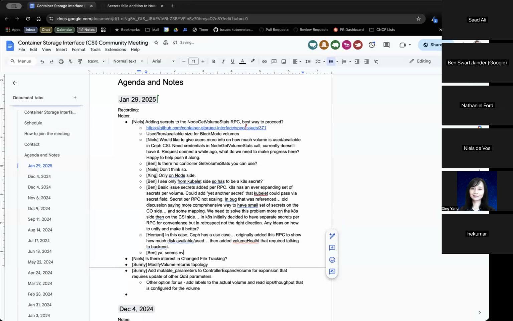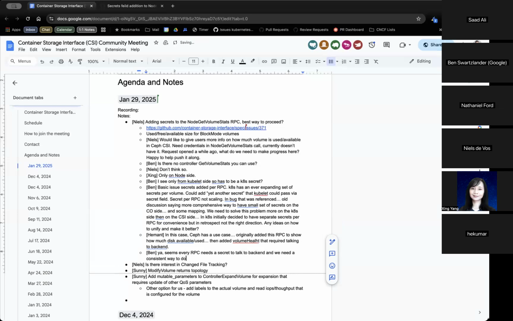CSI level and say we're going to have a way to pass secrets in that's consistent across all the APIs. That's what's necessary, I think. But I don't know what that looks like. I just know that what we're doing is not going to scale.